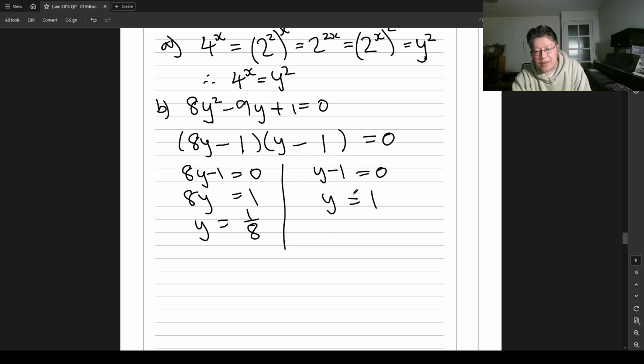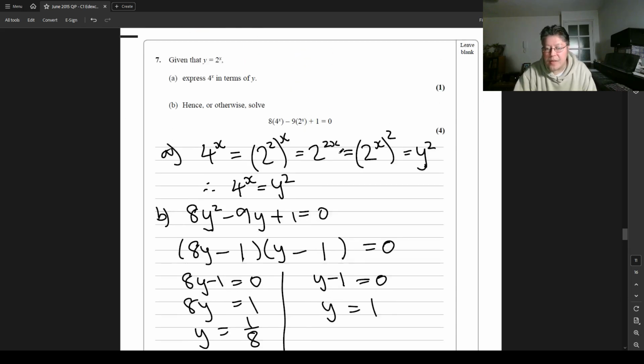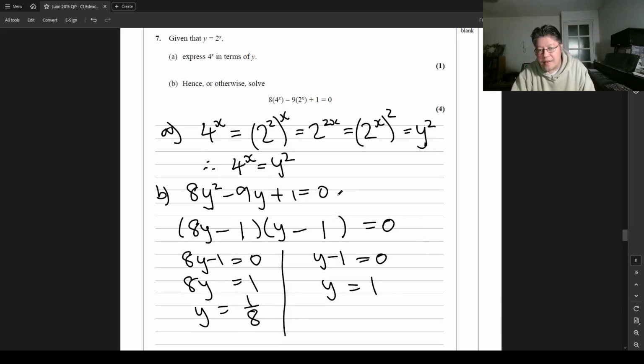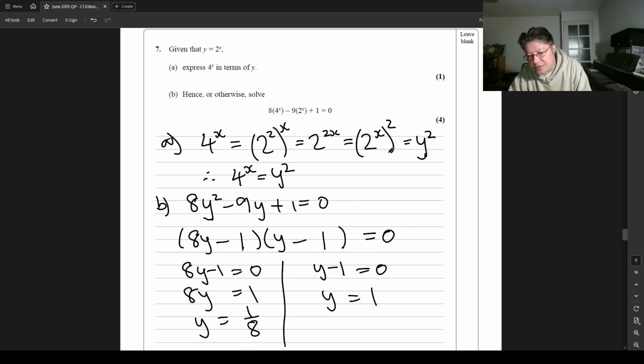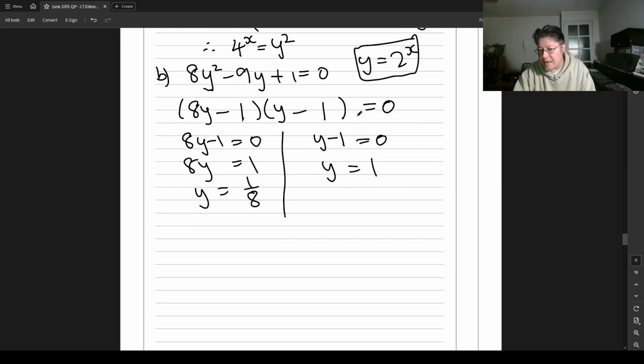So they're the two y values, but the original equation was in terms of x. So we have to go back to the substitution that we used. Now, I didn't write it down, but the substitution that we actually used was y equals 2 to the x. That's what we were using. So let's put the y values in here and solve it for x.